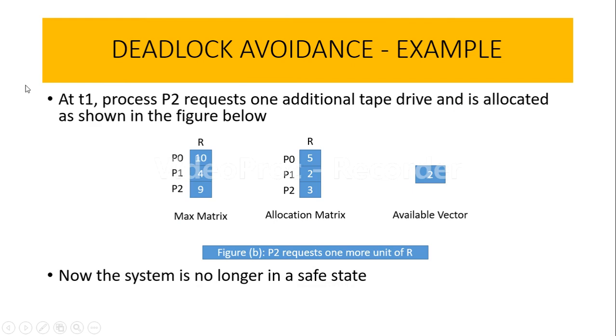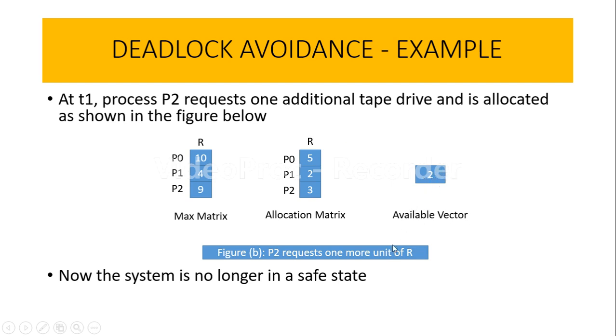Now at a certain point T1, we are going to allocate to process P2. That means P2 is requesting one more extra tape drive, one more extra instance of the resource, which I am showing you here. Initially it was 2, now P2 is requesting one more instance, so that is allocated, hence reducing the availability of the resource to 2 only.